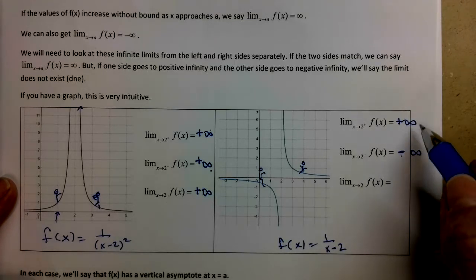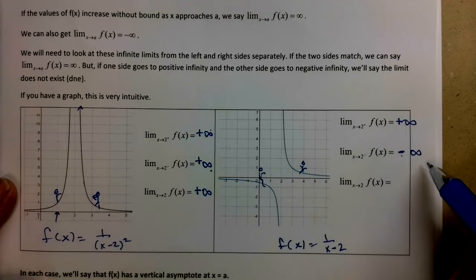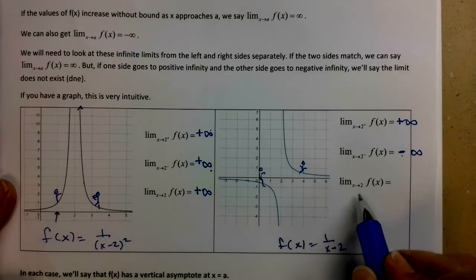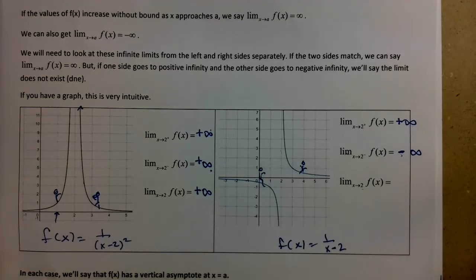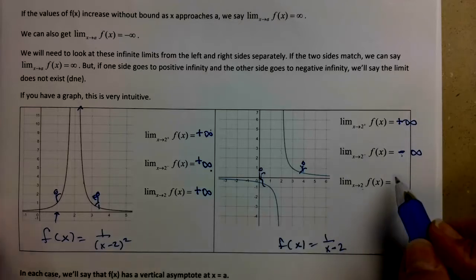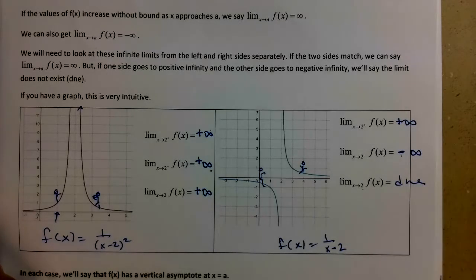So since one's going to positive infinity and one's going to negative infinity, if somebody asks, well, what's the limit as x approaches 2, we don't really have a direction to give anybody. It doesn't go to any one place. So we would say this does not exist.